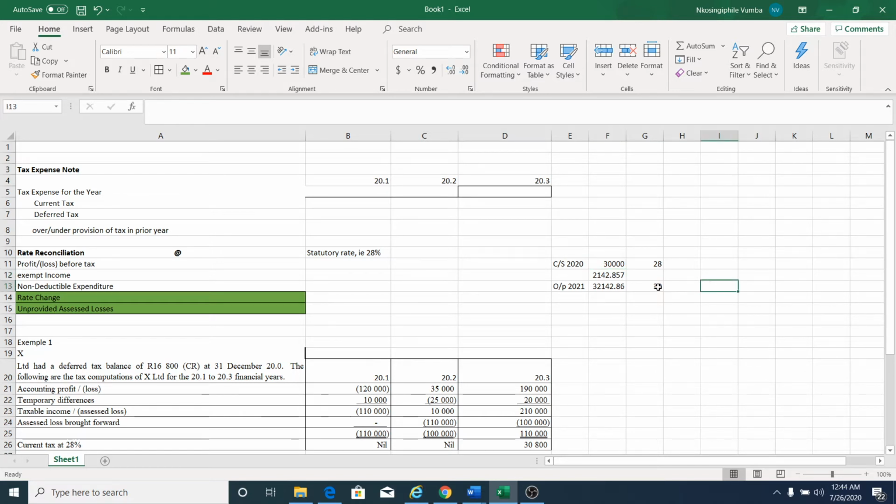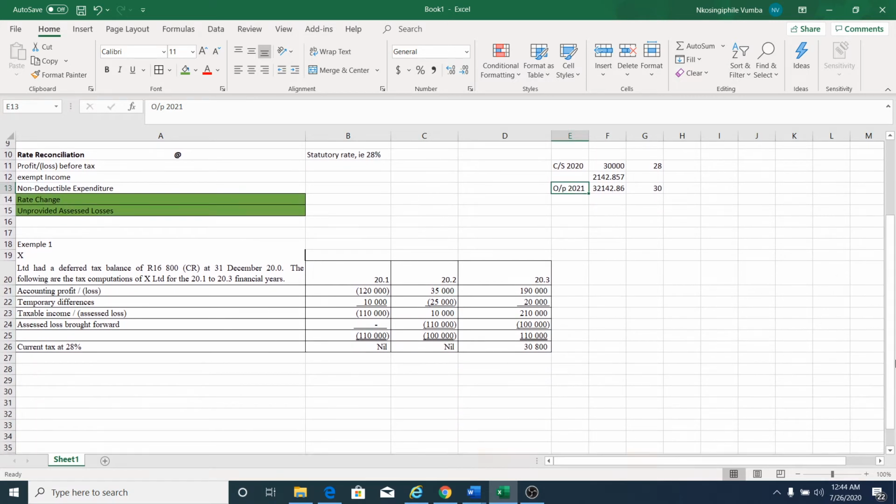Also, in your reconciliation, this 2021 amount needs to come here. Since it is decreasing your tax expense, it has to come here and decrease the tax expense. I hope it's clear, and if it's not, feel free to drop a comment and tell me which part you need me to explain further.